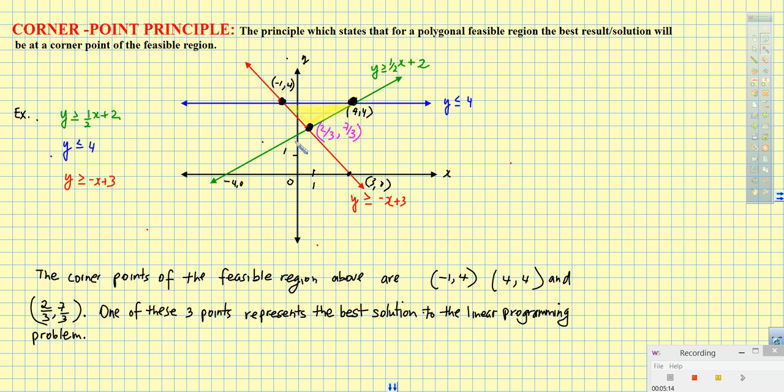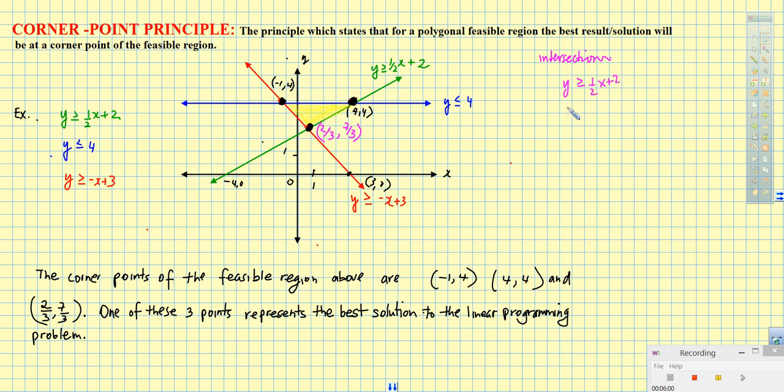So what I do is I take a look at my graphs, and I say, well, I have the red graph that's crossing with the green graph right here. So it's y is greater than or equal to -x plus 3, and 1/2 x plus 2 is the other graph, the green graph, where they are intersecting. So what I'm doing is finding the point of intersection of those two graphs, because that's what forms my third corner point.